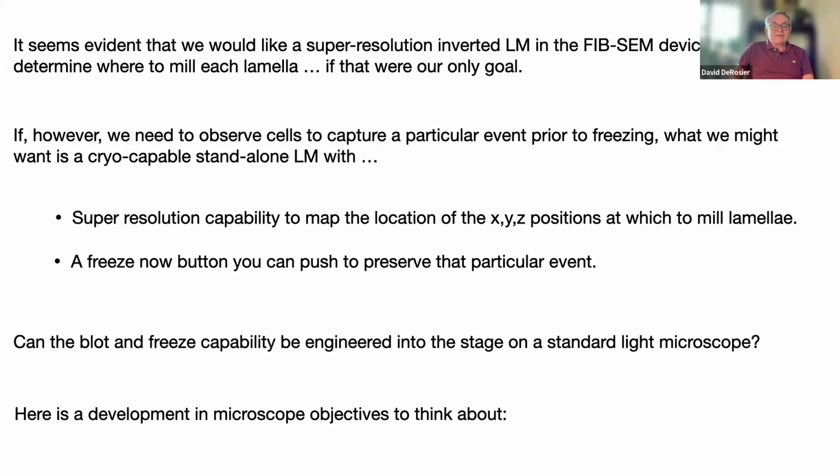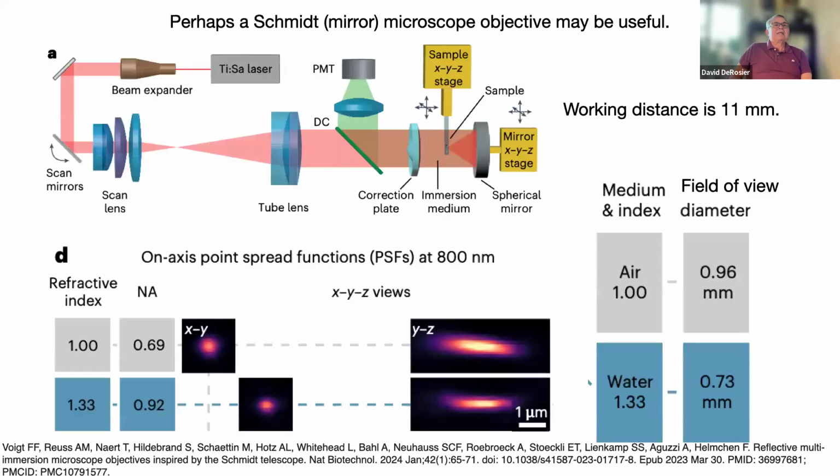But here's a recent development in microscope objectives to think about. One I thought was very interesting and offers some potential. And this is to use a Schmidt or mirror microscope objective. And this is from this group here by Voigt, who is the lead author. And I want to show you some features of this. Here's the mirror here, and here's a cell.